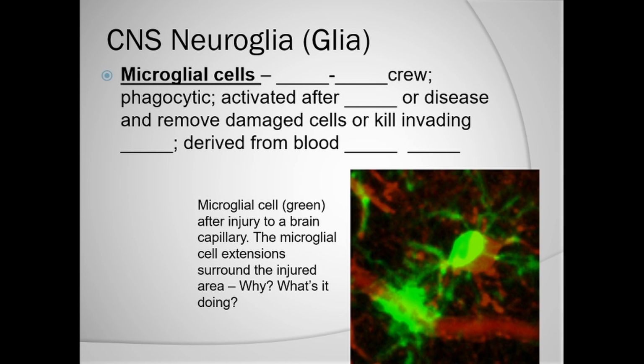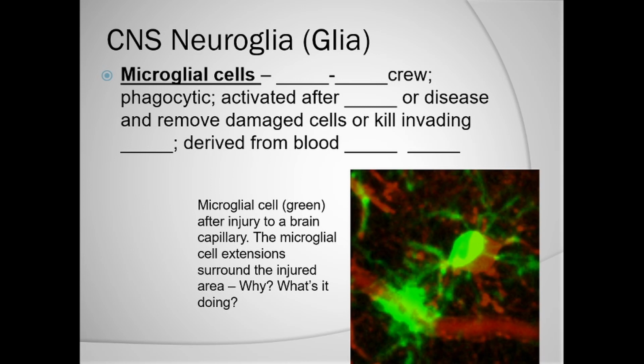And this is a micrograph; the quality is not the best. It's hard to get a picture of these guys. This is through fluorescence microscopy so that you can see the difference between the cells with the fluorescent dyes. The microglial cell is green after injury to a brain capillary. This would be a capillary, part of the blood-brain barrier. Remember, we're in the central nervous system. The microglial cell extensions surround the injured area, and I ask why? What's it doing? Well, look at its function. We just went over that. They're the cleanup crew.